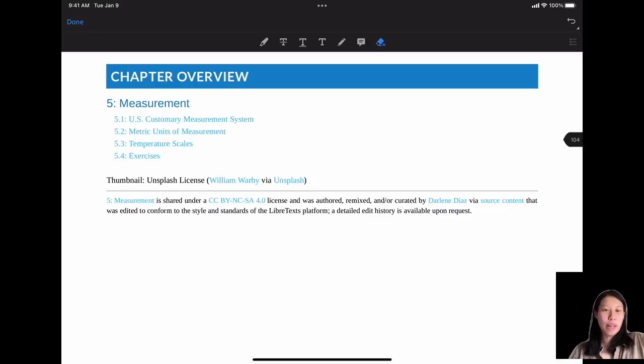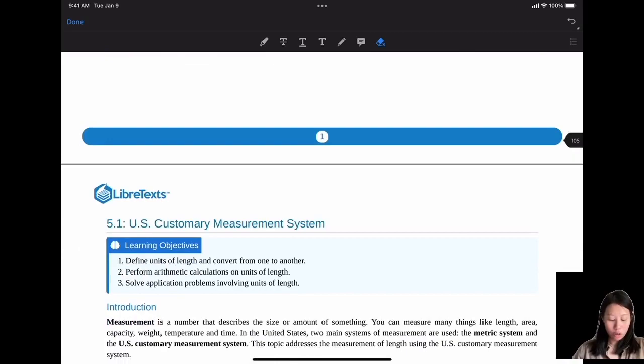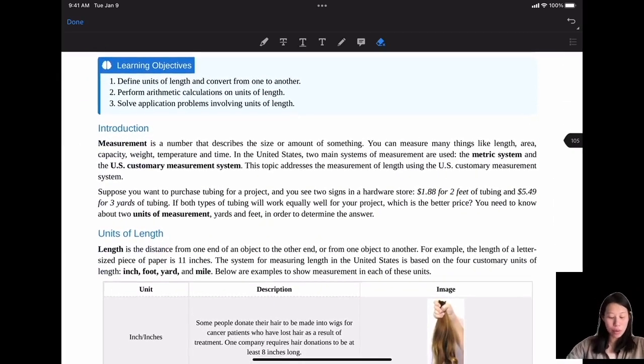So today we'll talk about measurement. So what is measurement? From the textbook, measurement is a number that describes the size or the amount of something. You can measure many things like the length, area, capacity, weight, temperature, and the time. In the United States, two main systems of measurement are used: the metric system and the US customary measurement system. So today we're going to discuss the measurement of length using the US customary measurement system.